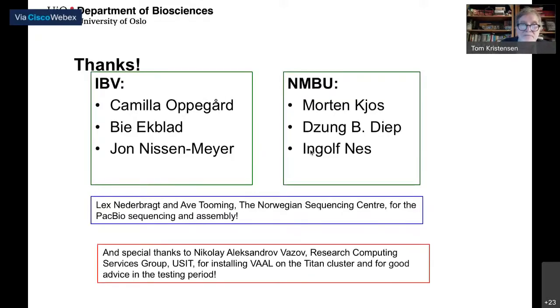These are the people I work together with in the bacteriocin studies. Camilla and Bie were PhD students who managed to get their PhD, partly because of the genomes we analyzed, and Jon Nissenmeyer was the man who has worked with bacteriocins his whole career. And these are the people at the Life Science University of Oslo, which also aided us in our work. And thanks to the Norwegian Sequencing Center and to the guy who installed WALD on the Titan cluster of the University of Oslo and helped me test it out.